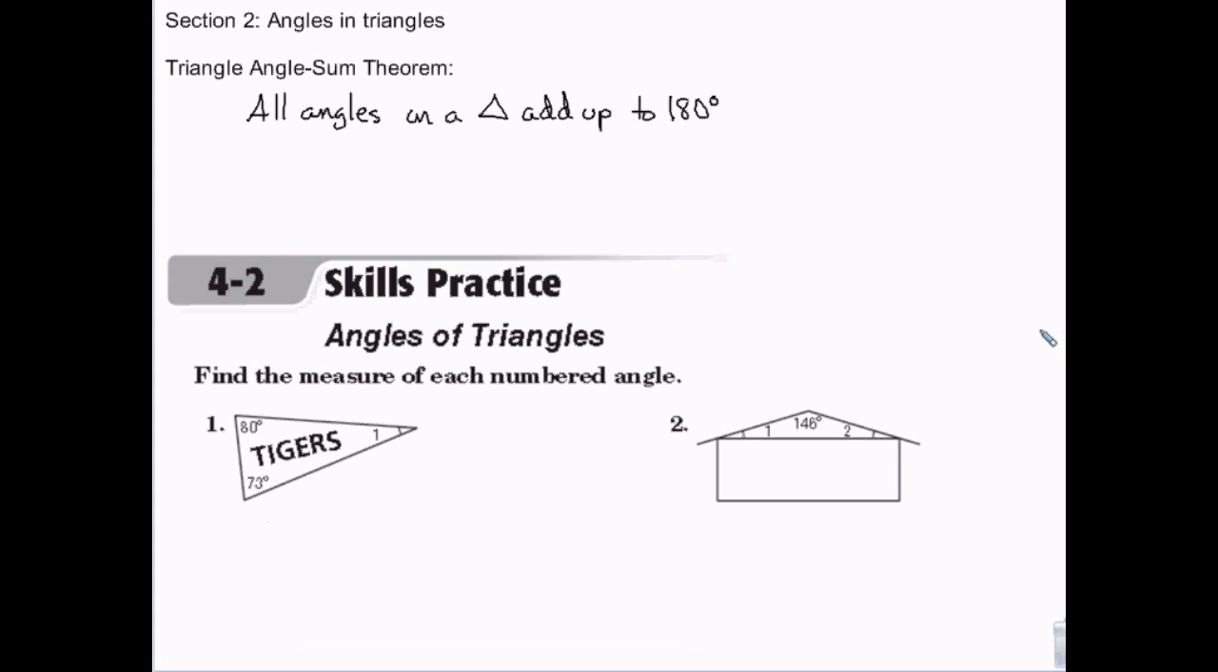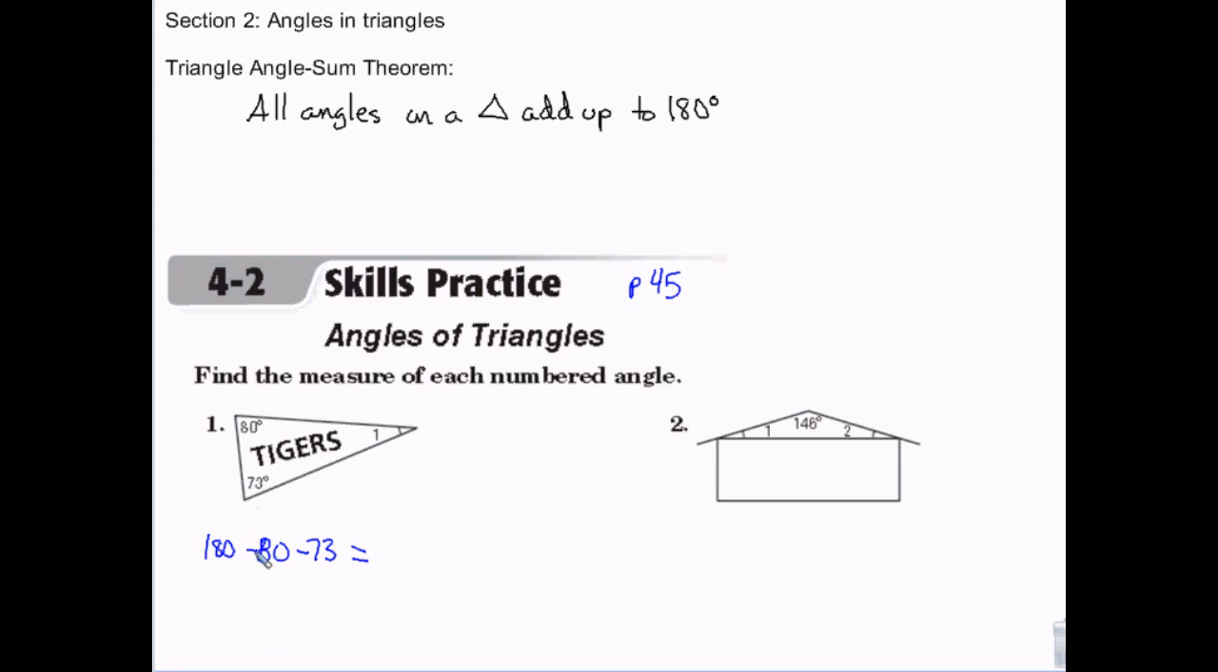So we find the measure. This is on the next page. So I think that was page 45, the second page. We find the measure of each numbered angle. So we have an 80 degree, a 73 degree, and some unknown measure. So we just take 180 and we minus the two we have. So we have, it's on the second page at the top. Sorry, the second paper, not the second page. Page 46. 45. Oh, it's backwards.